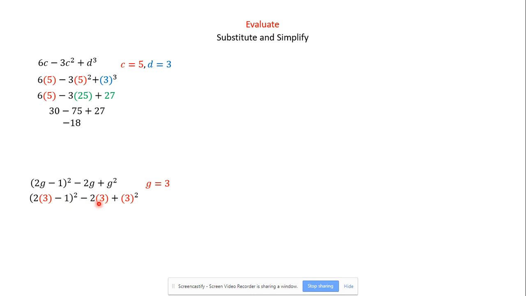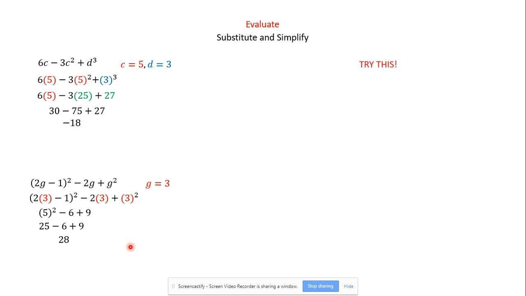For us, we're just going to go 2 times 3 minus 1 is 5 to get 5 squared. Then 2 times 3 is 6, so we'll have minus 6. 3 squared is 9. So then 5 squared minus 6 plus 9, that's 25 minus 6 plus 9. 25 minus 6 is 19, plus 9 is 28. So if you paused it and did it on your own, did you get 28? Yes? Good. If not, did you see what you did wrong? It's important. Don't make a mistake unless you're willing to learn from it.